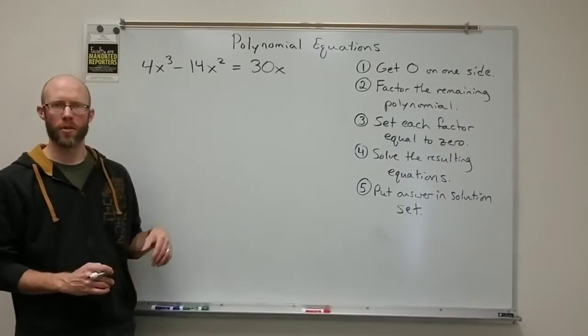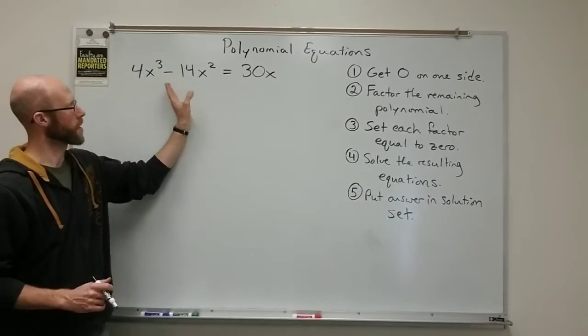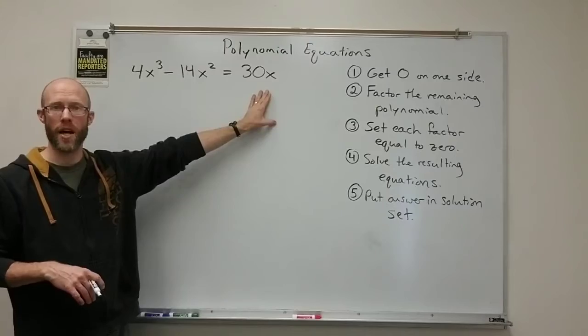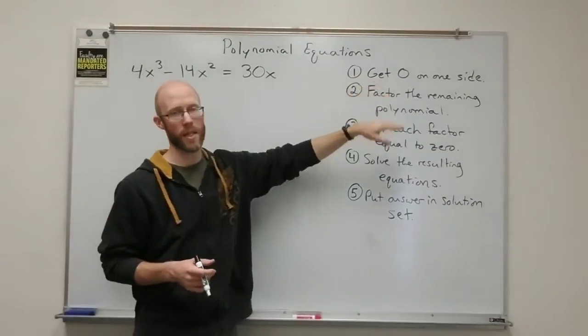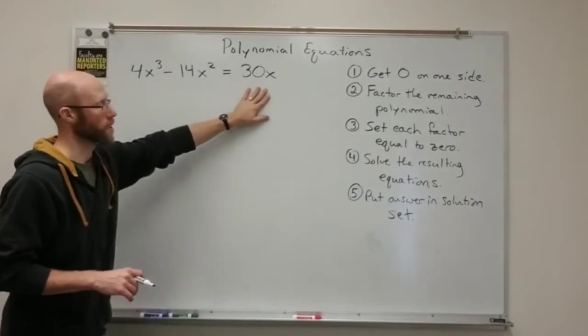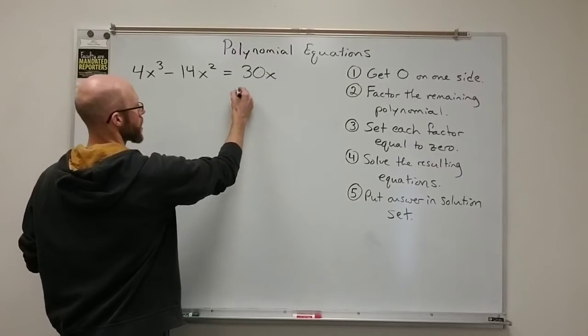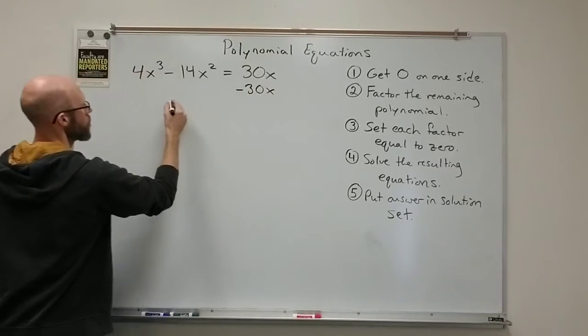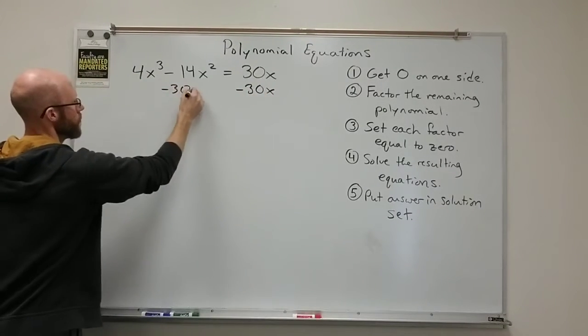Okay, we're going to run through another example here. This one again does not have a 0 on one side. So the first thing we're going to need to do is get that 0. Again, I'm going to get that on the right side by subtracting 30x from both sides.